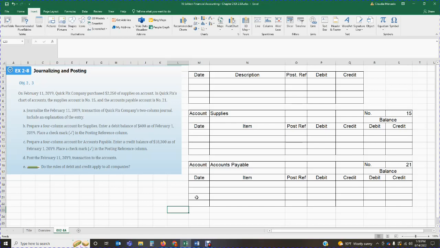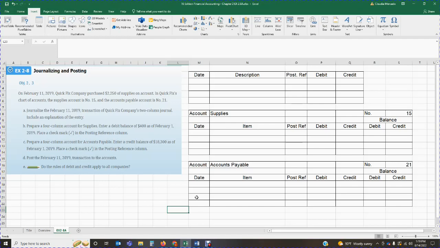B. We're going to prepare a 4-column account for supplies. We're going to enter a debit balance of $400 as of February the 1st. We're going to place a check mark in the posting reference column. Letter C. We're going to prepare a 4-column account for accounts payable. We're going to enter a credit balance of $18,300 as of February the 1st. And we're going to place a check mark in the posting reference column. Then we're going to post the February 11th transaction to the accounts. And then letter E, do the rules of debit and credit apply to all companies? So we've got 5 requirements in this problem.